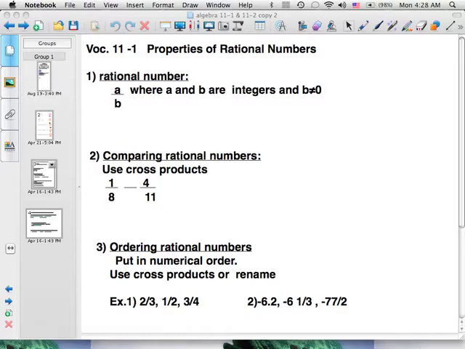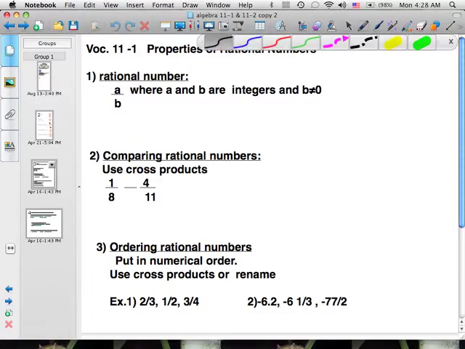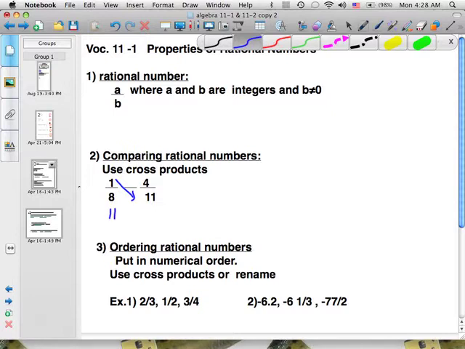When we compare rational numbers, we can use cross products to decide if the first rational number is less than, greater than, or equal to the second. And if you remember how we did this, we took 1 times 11 is 11, and 8 times 4 is 32. Since 11 is less than 32, then 1/8 is less than 4/11.